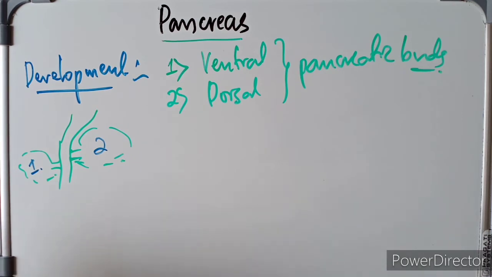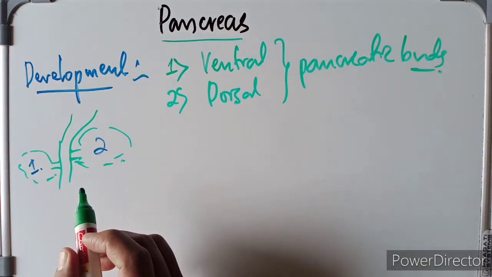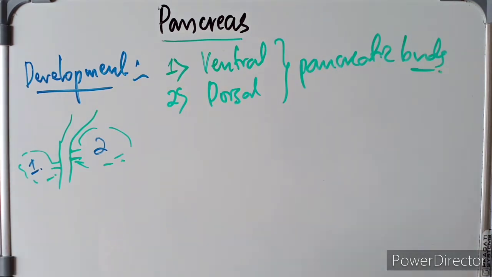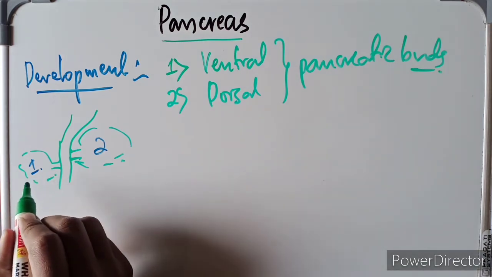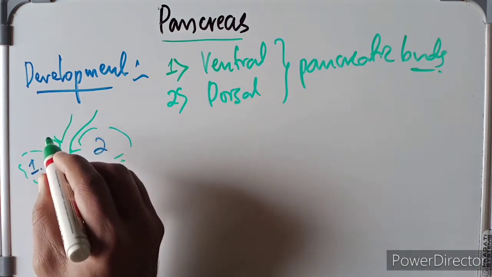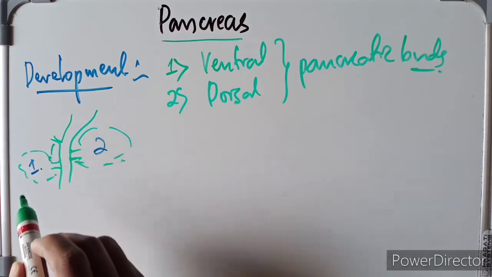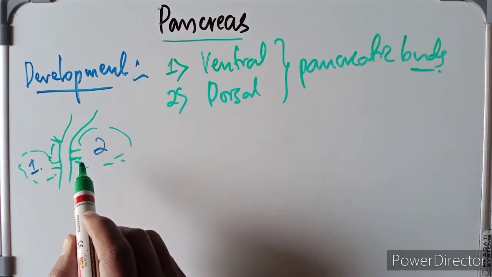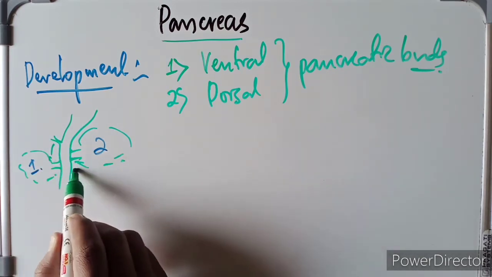So the pancreas develops from two separate buds, the ventral and the dorsal pancreatic buds. Hence it has two ducts. The smaller ventral pancreatic bud will arise in common with the hepatic bud. Here we have the hepatic bud for the liver. It will arise in common with that, and the larger dorsal pancreatic bud will arise more proximally from the duodenum.